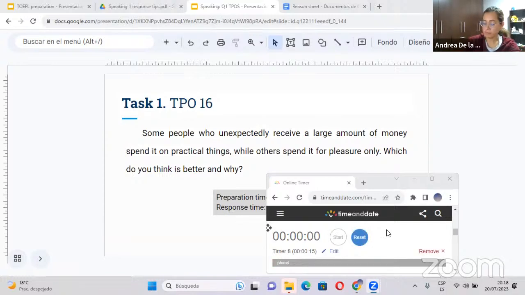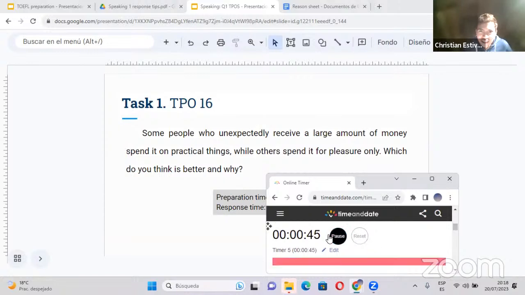So maybe Christian? Okay. In my opinion, I think that it's better to spend money on practical things if you receive a large quantity of money, because you have to be smart and invest that money in different things like study or maybe business, because you don't know when you are going to need that money, or you can face an economic crisis in the future. For example, people who win lotteries in the US tend to spend the money in Paris and they don't invest it, and in the end they go broke.